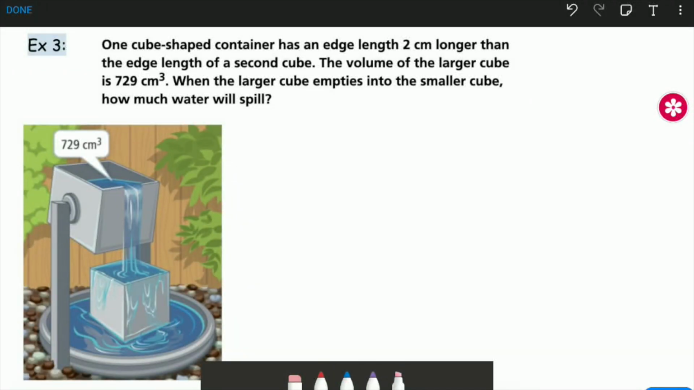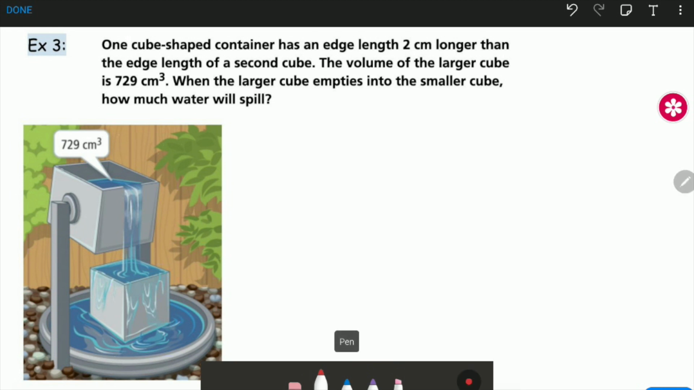Okay, so in this problem we have a cube-shaped container that has an edge length 2 centimeters longer than the edge length of a second cube. The volume of the larger cube is 729 cubic centimeters. When the larger cube empties into the smaller cube, how much water will spill?